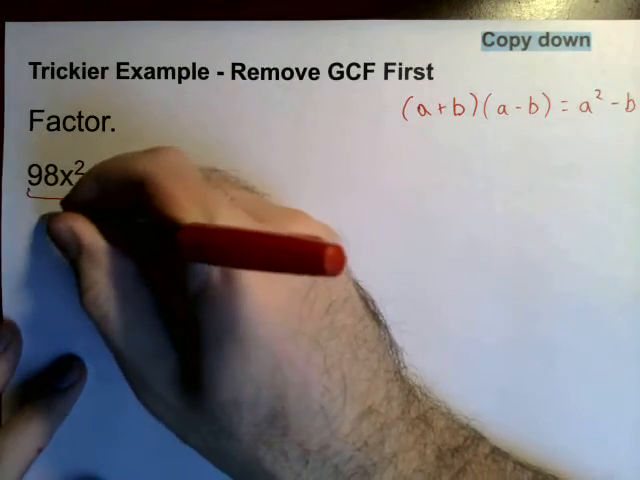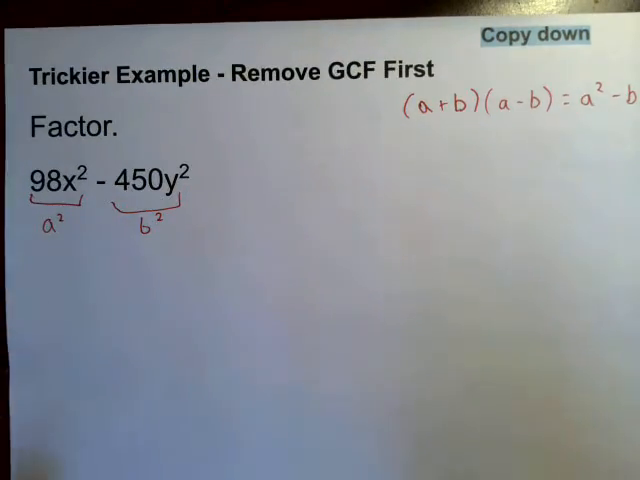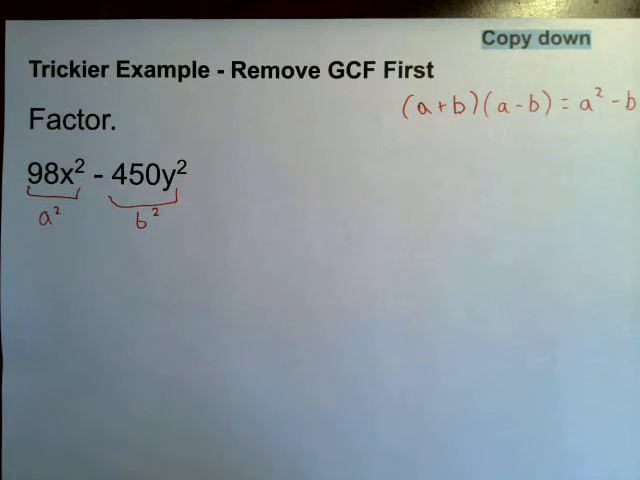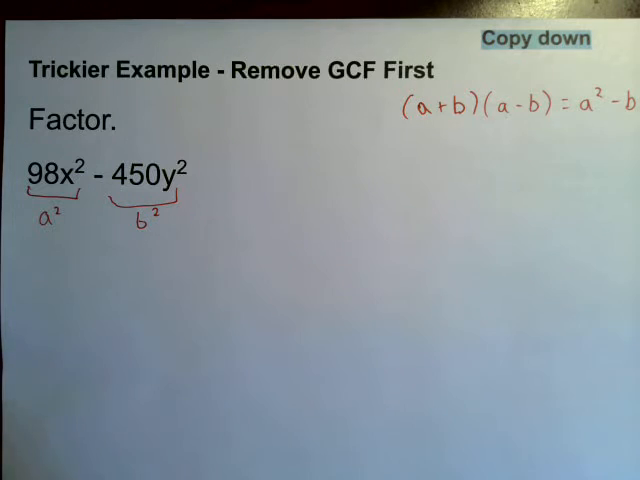So this is going to be our a squared term. This will be the b squared term. That portion is the same. It's just for this example, we don't have perfect squares. So here's the catch here.